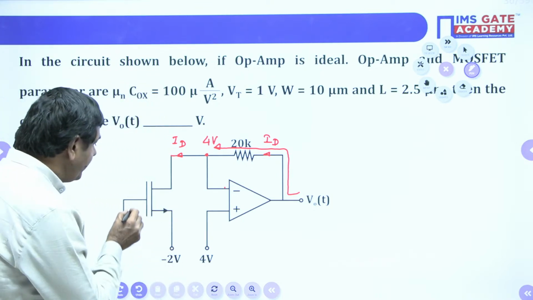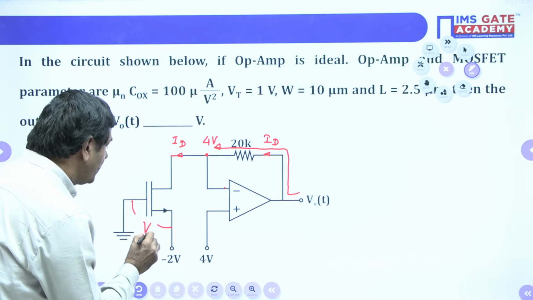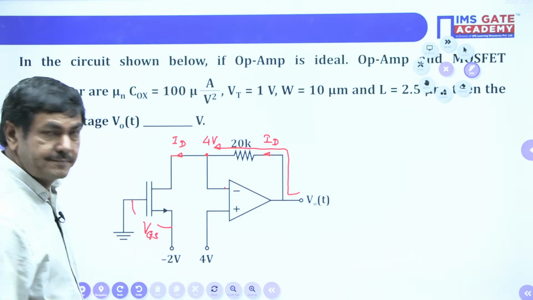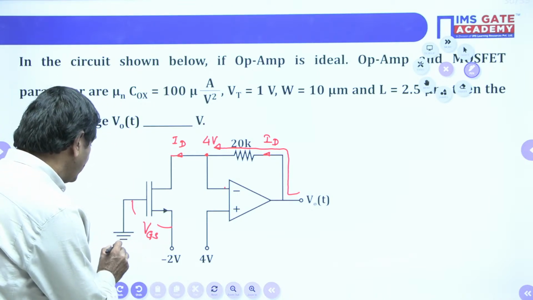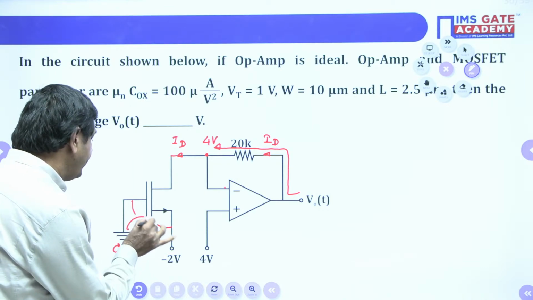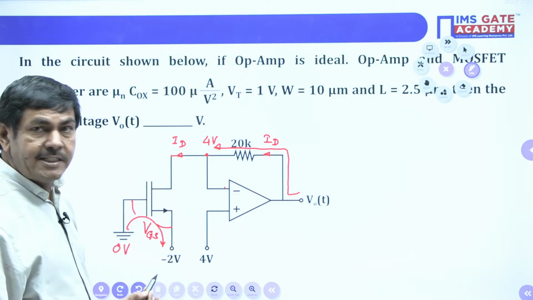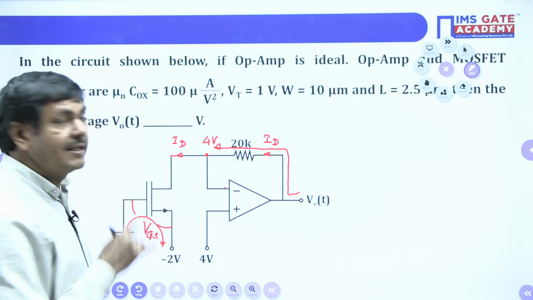Here we know very well this voltage is nothing but VGS, the gate to source voltage, under DC analysis only. This is connected to ground, 0 voltage. I will apply the KVL in this direction to find the VGS. Why is VGS required, sir? To find the ID value.